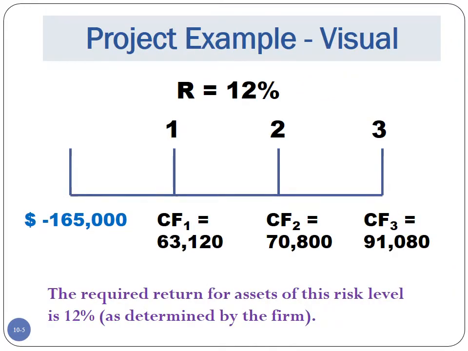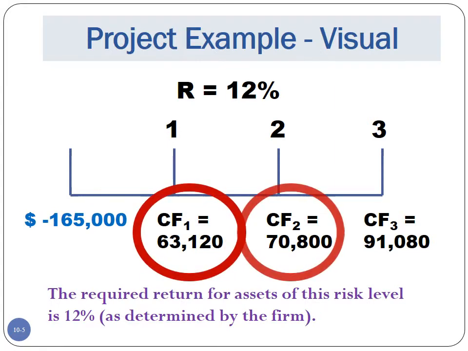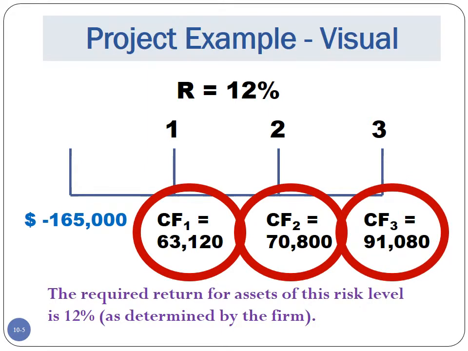This is our example we looked at before where we have the $165,000 initial investment, cash flow 1, 63,120, cash flow 2, 7,800, cash flow 3, 91,080, with the required return for assets at this risk level as 12%, determined by the firm. So what we're going to look at is where these cash flows come from. How do we determine what they are in the future? Instead of just stating that they exist, there needs to be some basis for determining them. We're going to examine some of the ways that we can determine them.